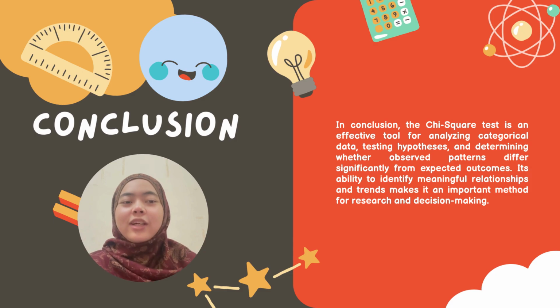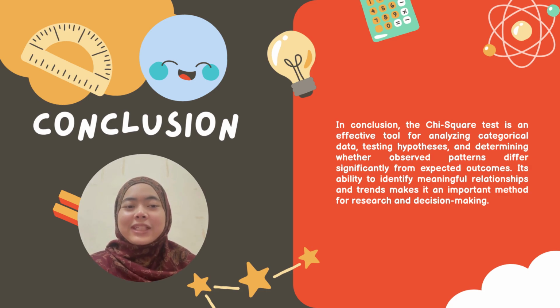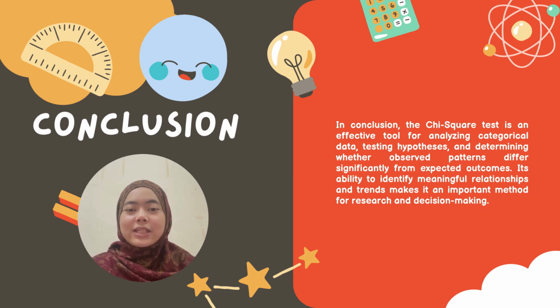In conclusion, the chi-square test is an effective tool for analyzing categorical data, testing hypotheses, and determining whether observed patterns differ significantly from expected outcomes. Its ability to identify meaningful relationships and trends makes it an important method for research and decision making.